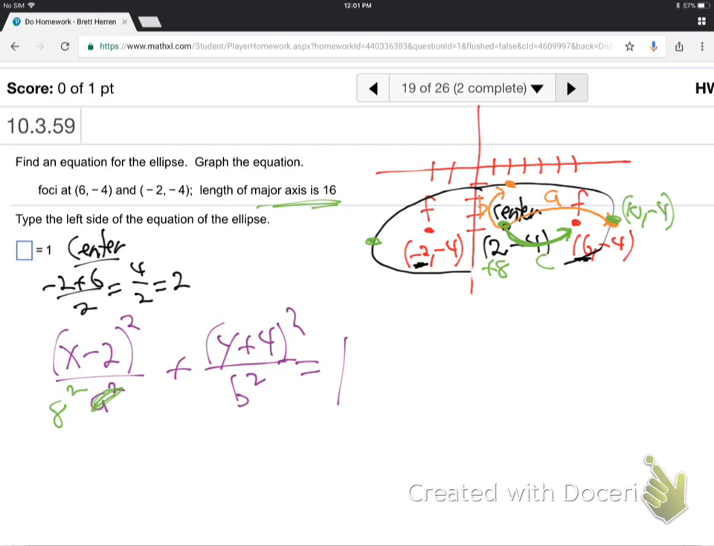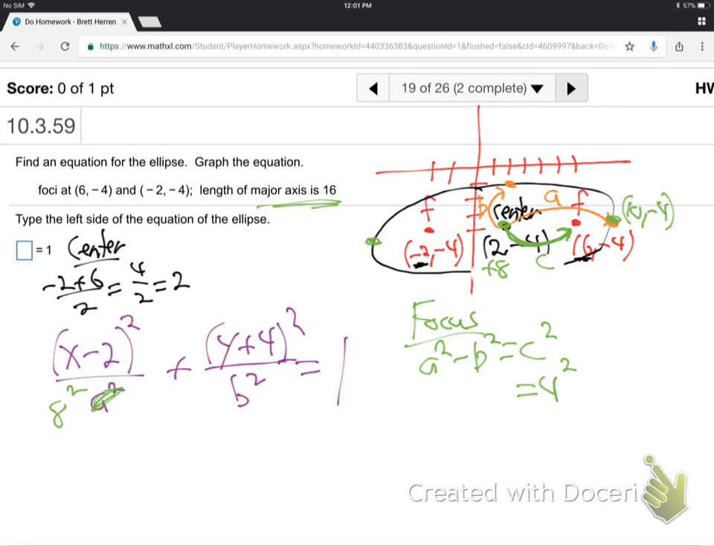C goes from 2 to 6. C's 4. Center to edge, right? You getting the hang of what these letters are? That's a lot of the battles, getting used to what they are. C is always center to focus point. So, in the focus equation, a squared minus b squared is c squared. The c is 4.